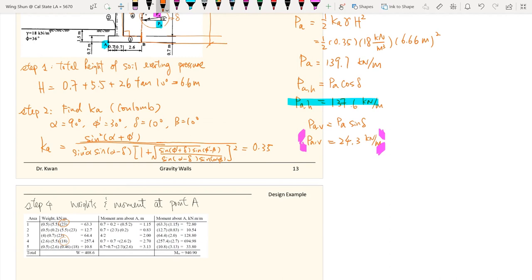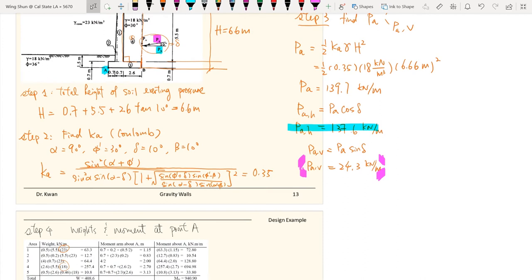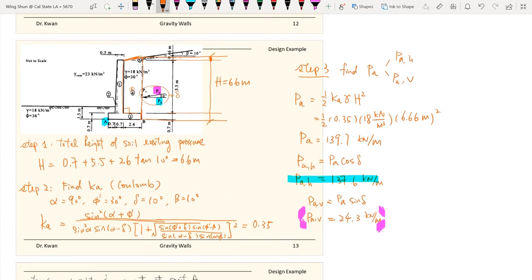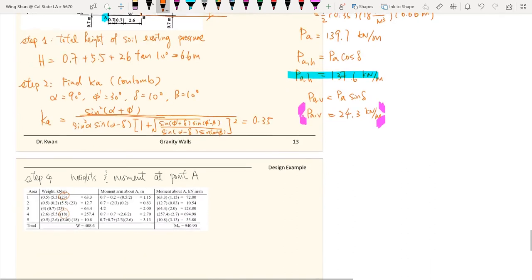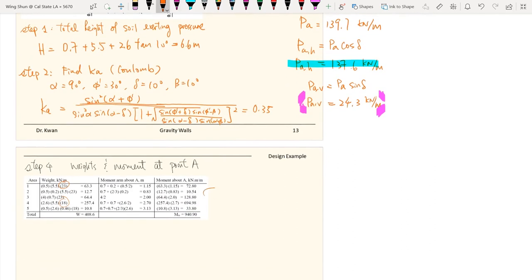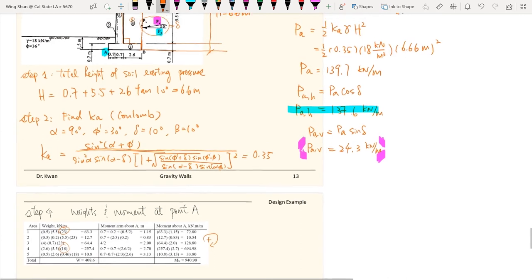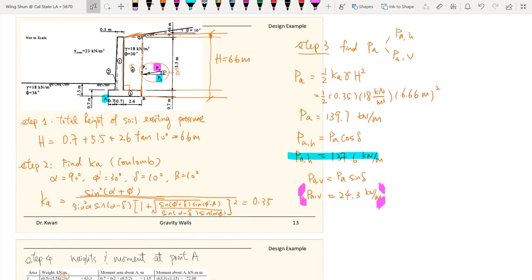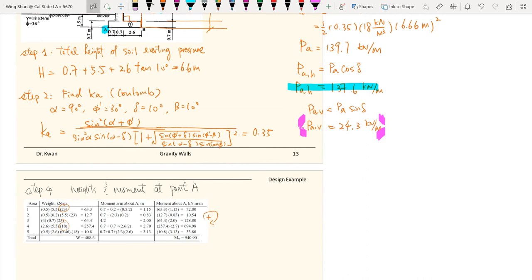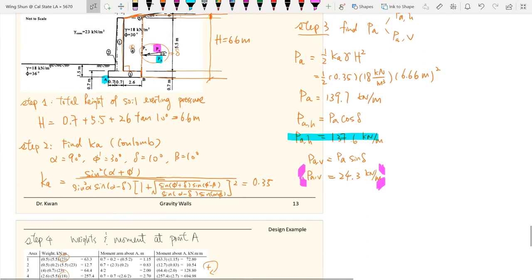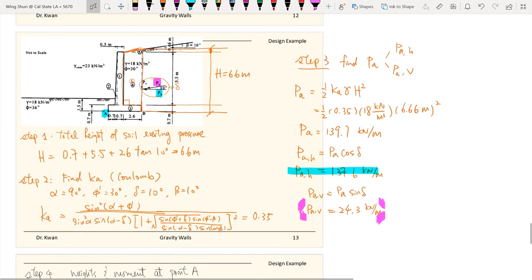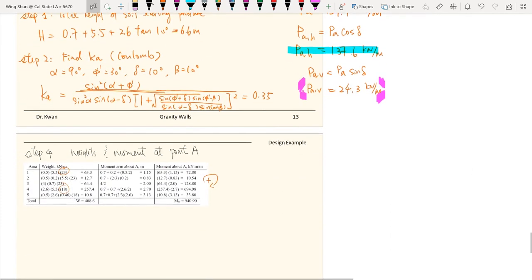And at the end of the day, all this weight over here is on the right hand side, providing a clockwise rotation with respect to point A. So here we take the moment and we say clockwise is positive at this point. So those are the resisting moments. So realize all this weight over here is helping the structure to be stabilized. So we got the positive moment at that point.